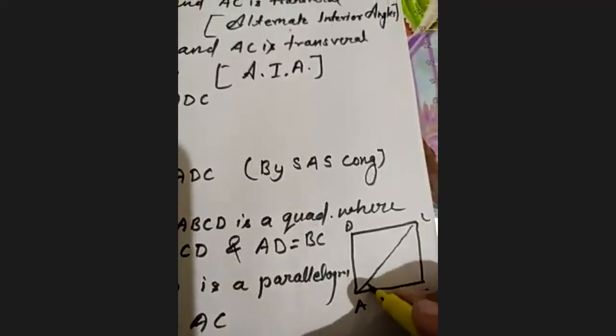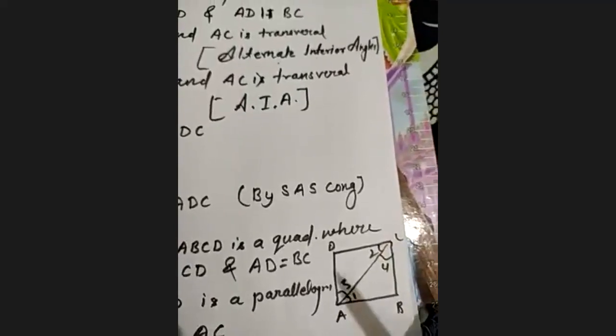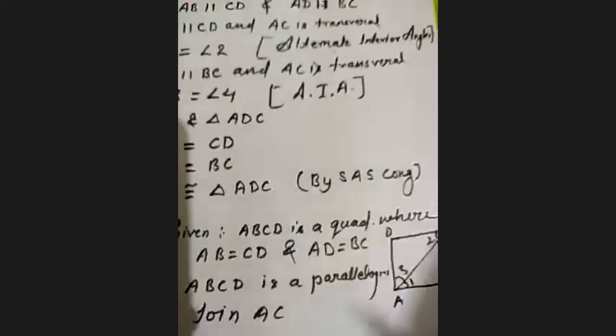Here it distributes into 4 angles: angle 1, angle 2, angle 4, angle 3. This way we distributed it into angles: angle 1, angle 2, angle 3, angle 4. So here we see that the 4 angles are constructed. Then we start the proof.